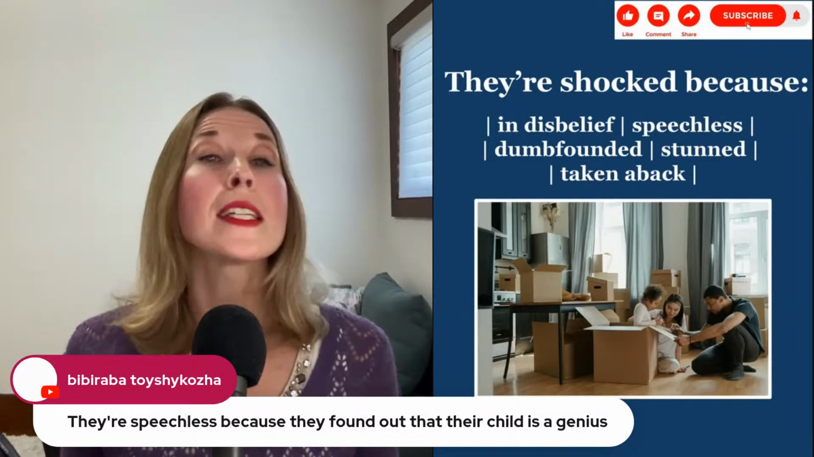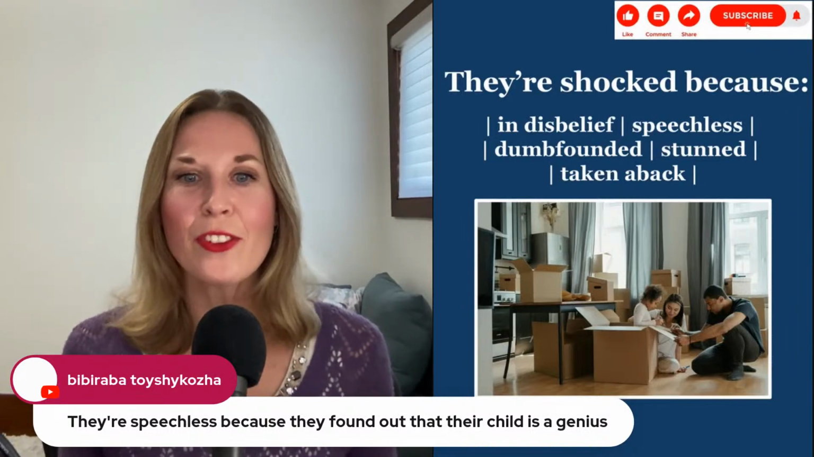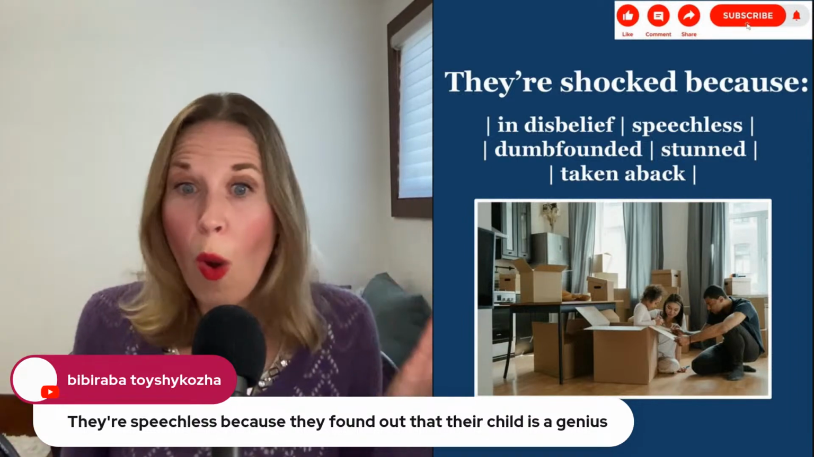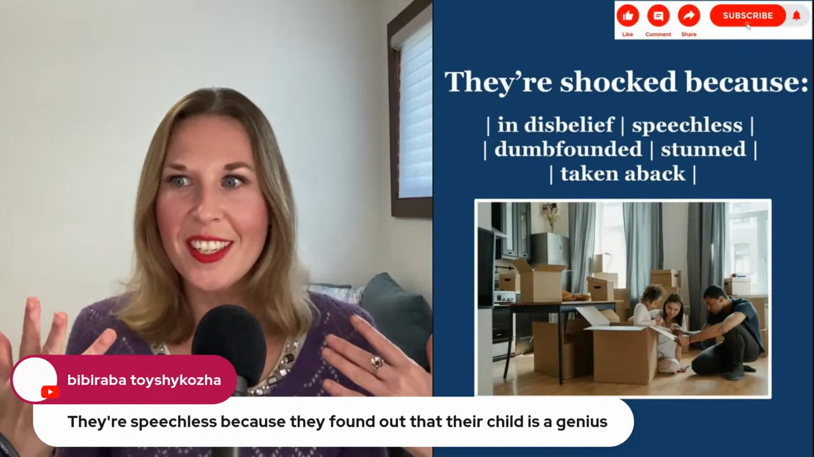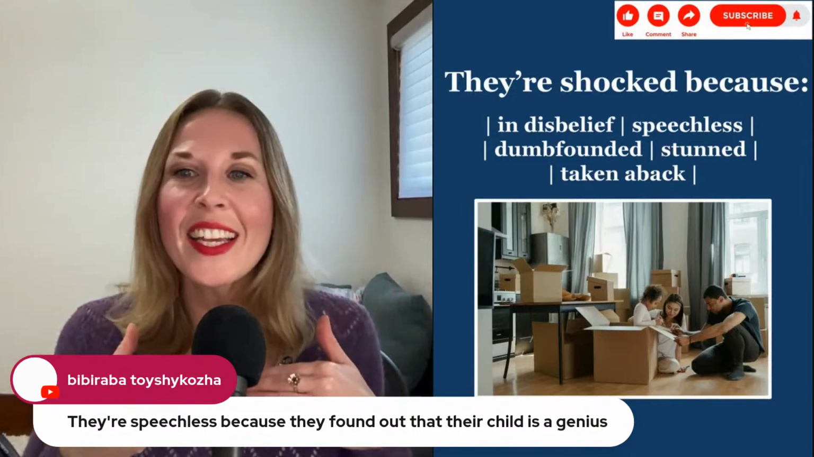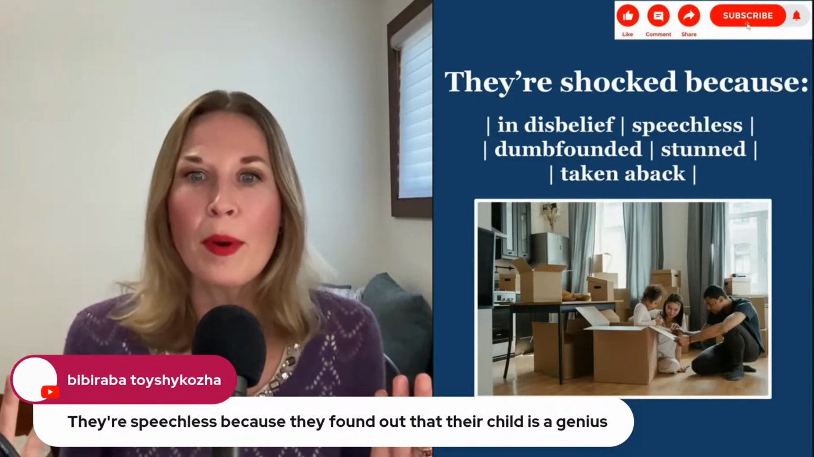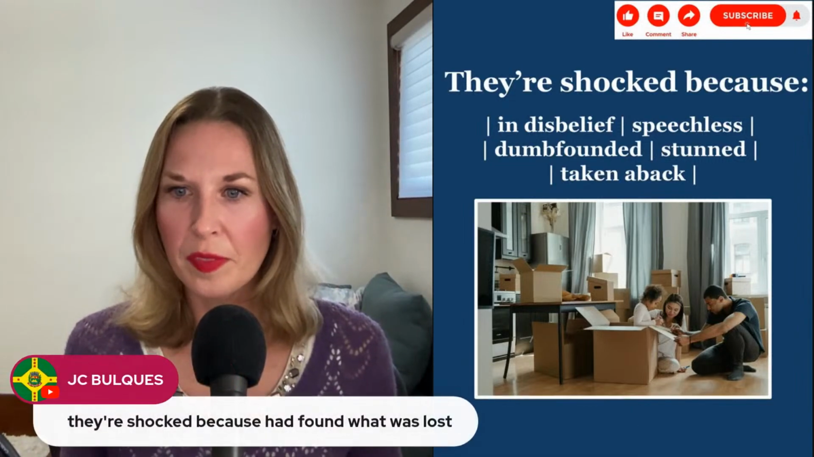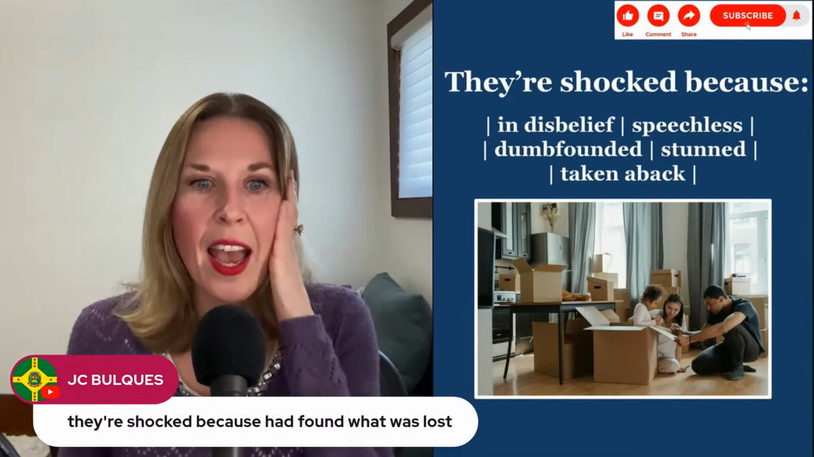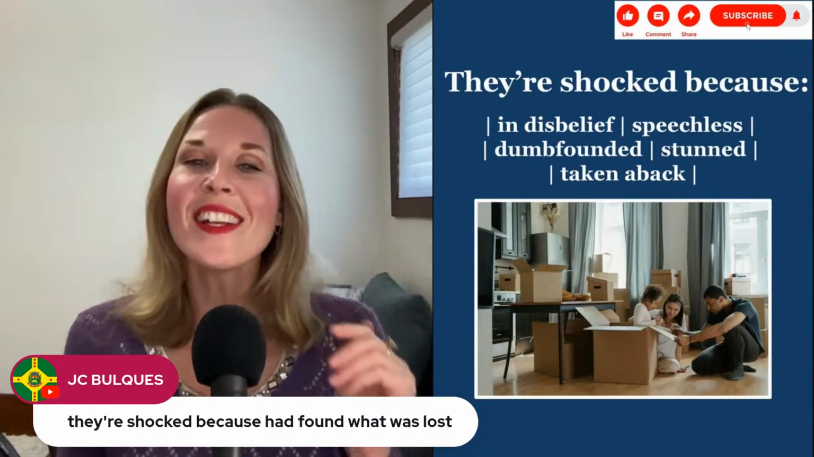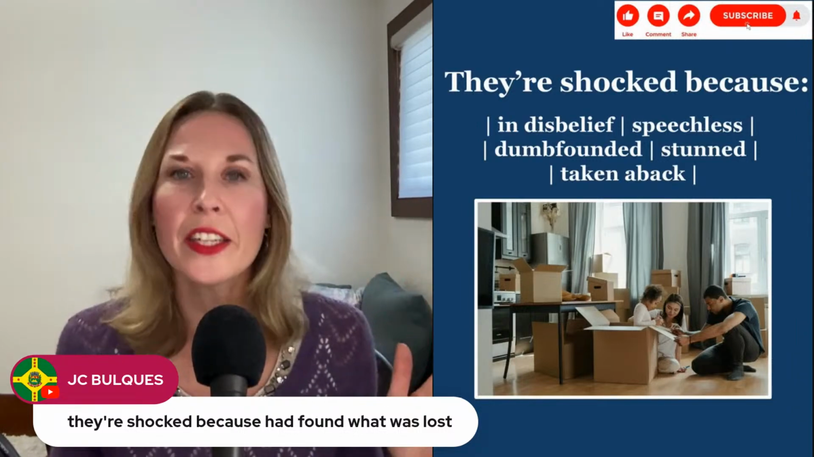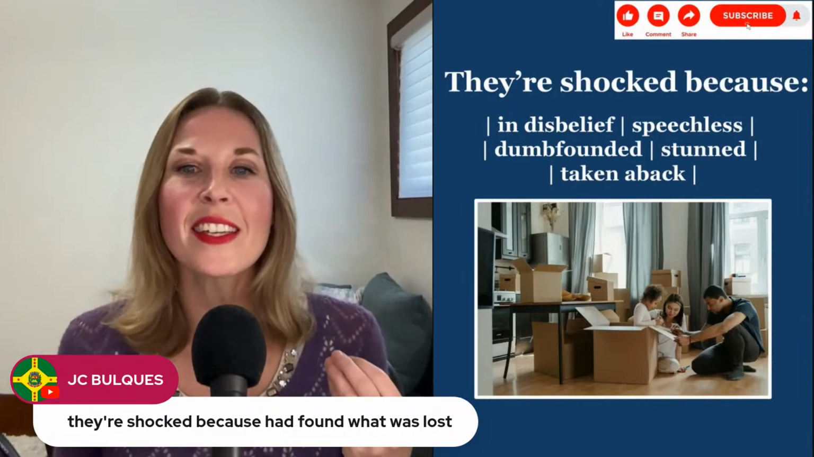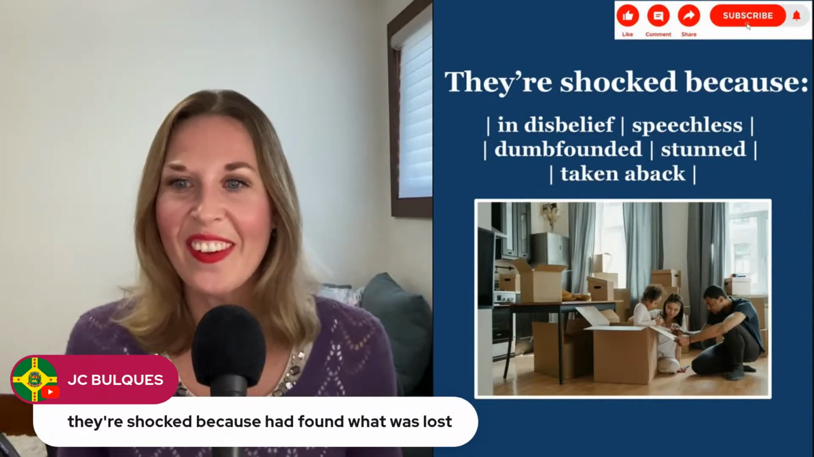Bibiarba said they're speechless because they found out that their child is a genius. I love this example. How is it possible that she is multiplying double-digit numbers? That's a great example. I love that. They're shocked because they had found what they lost. Yes, maybe they lost something 10 years ago and they were opening some old boxes and then they found it. What a great example. I love that.